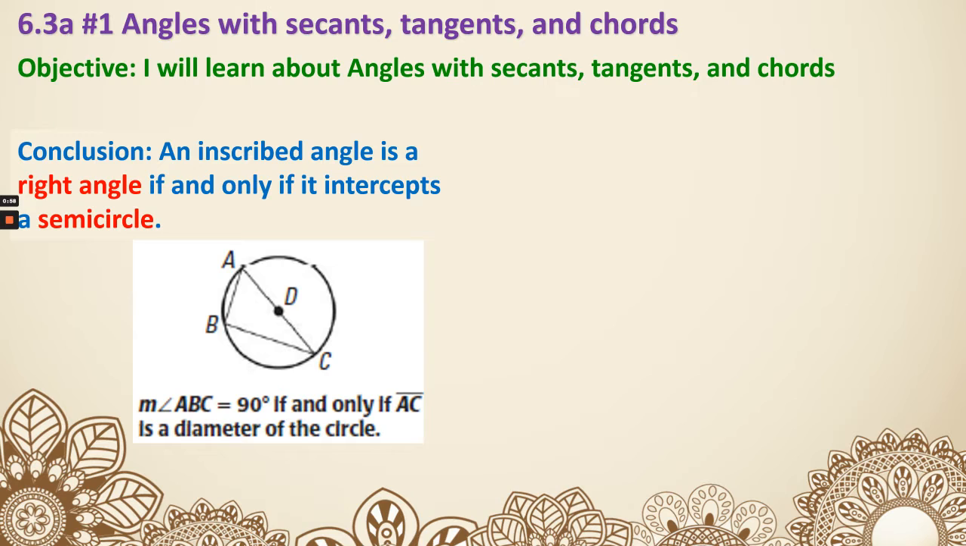Now, based on that, we can draw some conclusions. An inscribed angle is a right angle if and only if it intercepts a semicircle. You can see this is the inscribed angle, but because this is a diameter, whatever is on this side is a semicircle, which is 180 degrees, which makes this inscribed angle 90 degrees. That's the only situation where you can get a right angle for the inscribed angle. It has to intercept a semicircle, or diameter in this case.